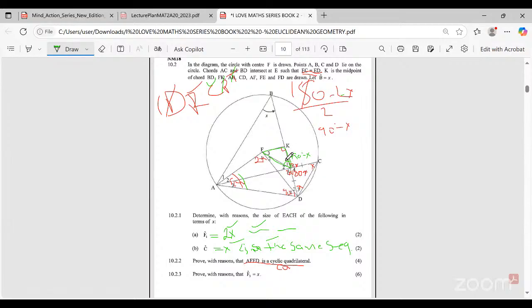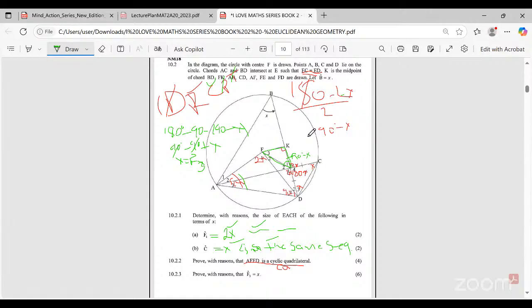F3 is 180 minus this 90 minus this 90 minus x. So 180 degrees minus that 90 there minus this 90 minus x. Okay, and then we are going to have this 90 here decrease minus that 90 there plus x. This cancels out, therefore our F3 is equal to x. Does it make sense? You are done just like that.